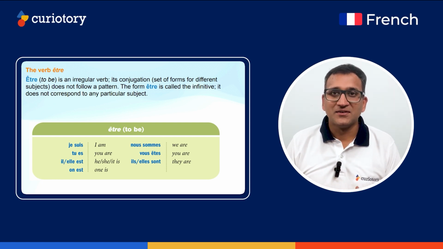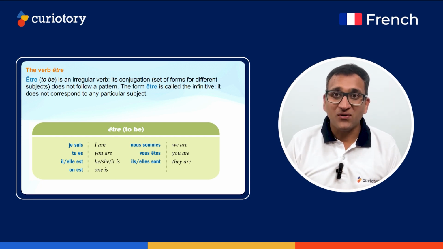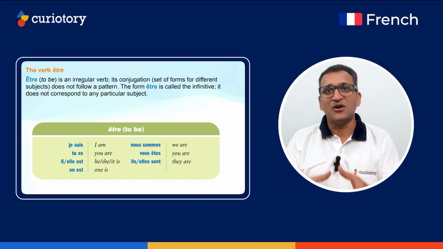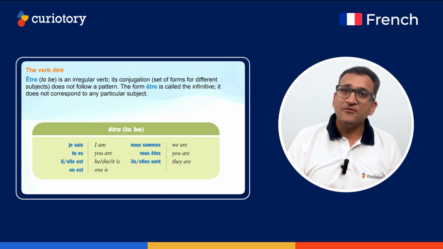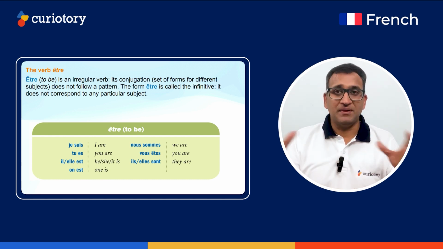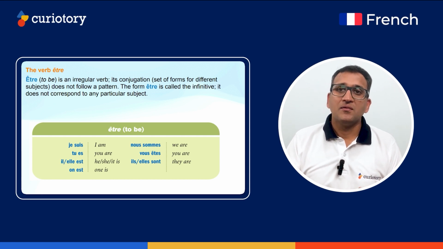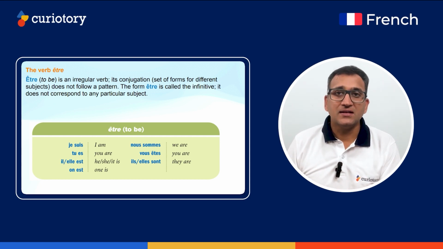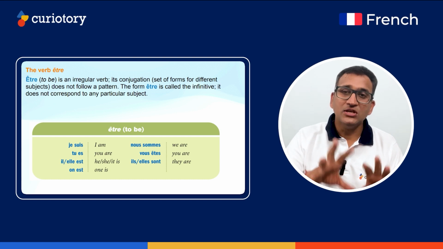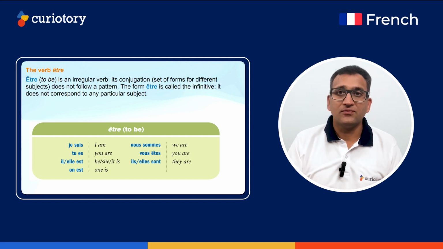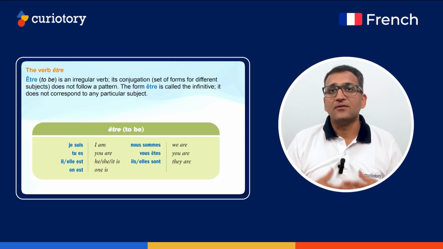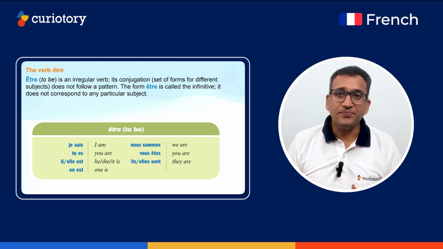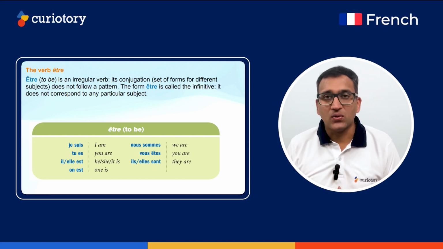What does it mean? Ils sont, they are, and elles sont, again, they are for girls. So that's the difference. If there is a mixed group, boys and girls, males and females together, we will say the ils version only. Elles is only used when we refer to a group of females. So remember, ils sont, elles sont.